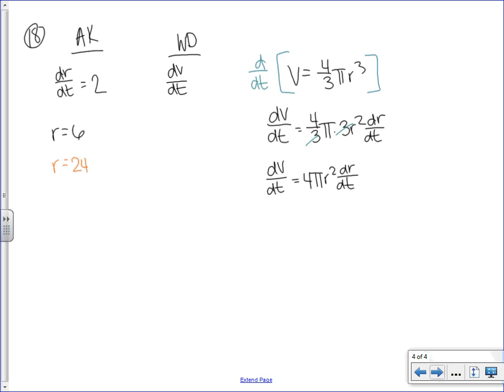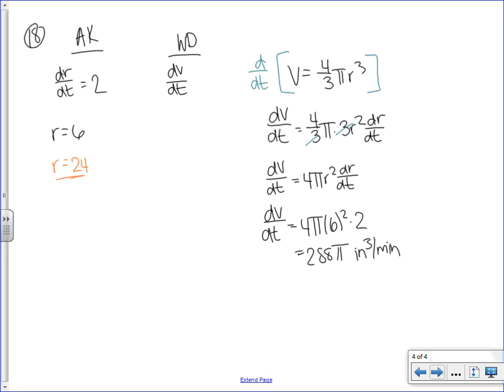And now I'm just going to plug in what I know. I want dV/dt, 4 is 4, pi is pi. For the first case, r was 6, so this is 6 squared, and dr/dt was 2. So 4 times 6 times 6 times 2, that is going to give me 288 pi. And this is volume, so it's inches cubed per minute.